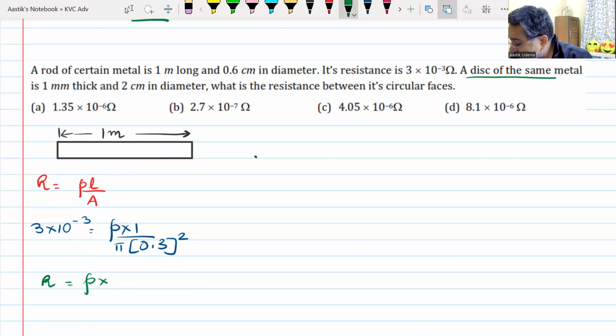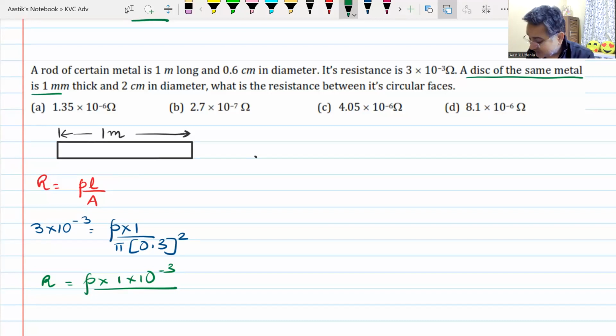a disc of same metal is 1 mm thick. Same question came in JEE. This attempt, they asked you the moment of inertia of this disc. Now they are asking you the resistance of this disc. Rho into length of this disc, 1 millimeter, 1 into 10 raised to the power of minus 3, divided by 2 centimeter in diameter.